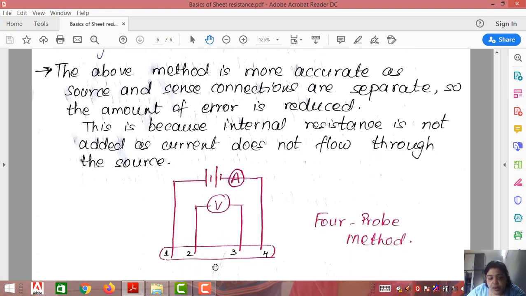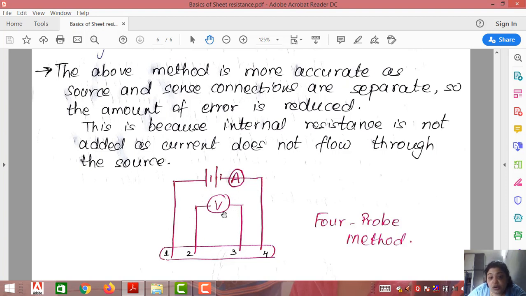Let me explain how. Like in the case of a multimeter, only two probes will supply the voltage and also measure the current, giving you the value of resistance. But in the case of the four-probe method, there are two separate probes for supplying current and two separate probes for measuring voltage. What happens in this case is, see, the internal resistance of the meters is not added because the separate meter is connected to probes 1 and 4, and the separate meter measuring the voltage is connected between 2 and 3.